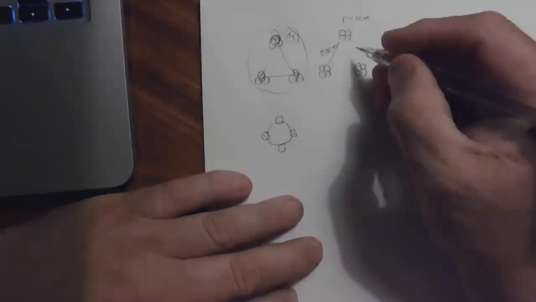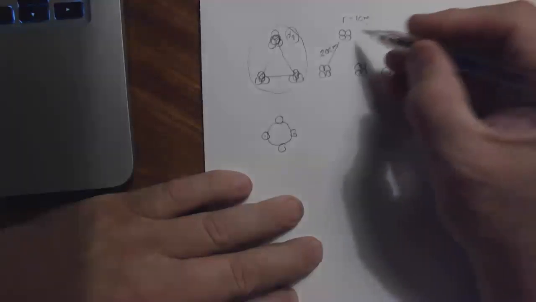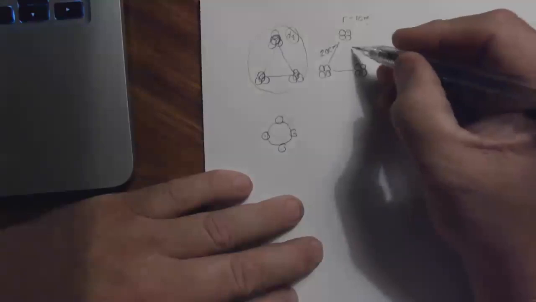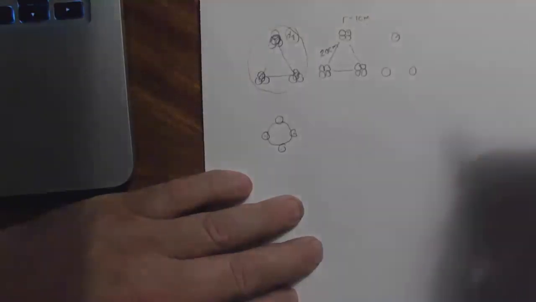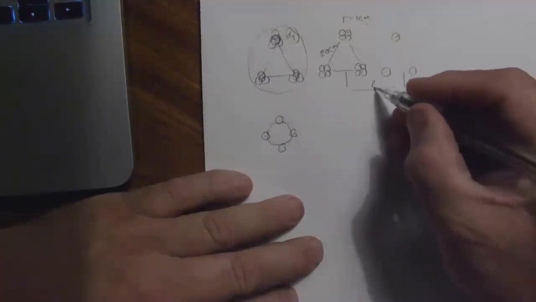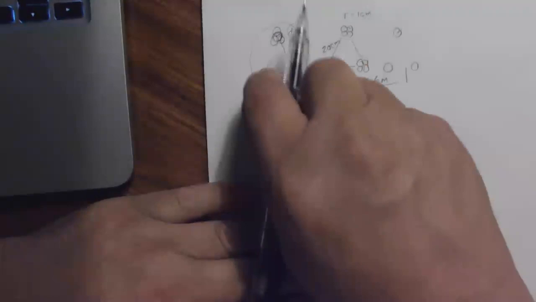Right, let's say we've got a 4-bundle conductor in an equilateral triangle, with a radius of 1 centimeter for one conductor and 20 centimeters for the bundles. Let's say they are spaced 6 meters apart. So first of all, we are going to calculate Ds for the small bundle.